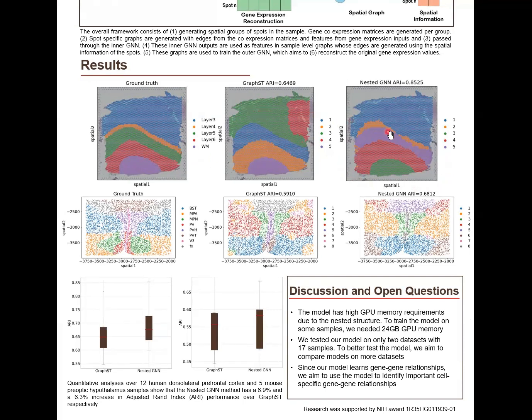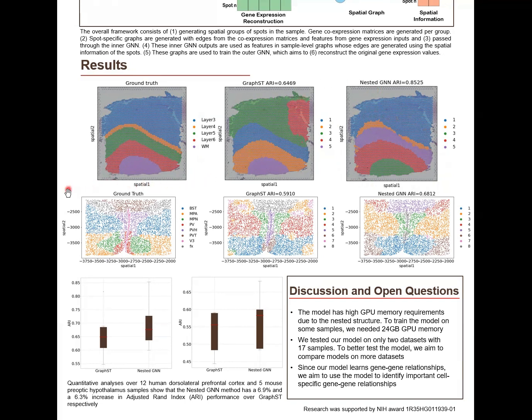As you can see, our nested GNN is able to identify the small cluster that GraphST is not able to pick up. And therefore, visually, we get a confirmation that our model is able to use spatial information and gene expression and gene-gene relationship information to perform better clustering.